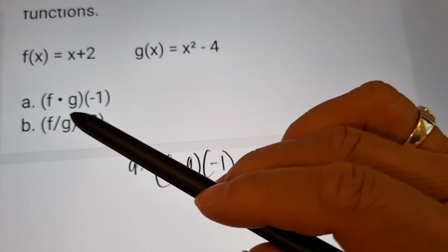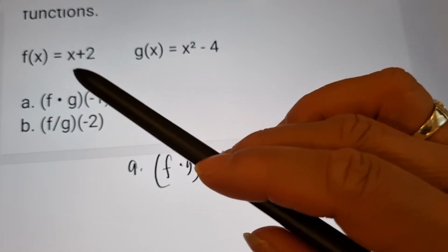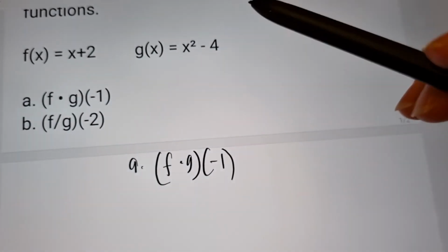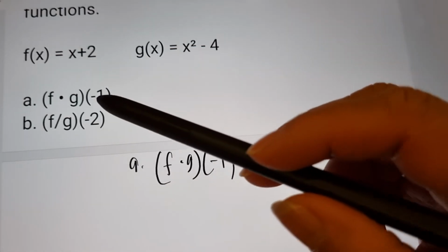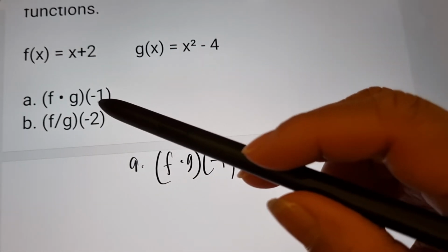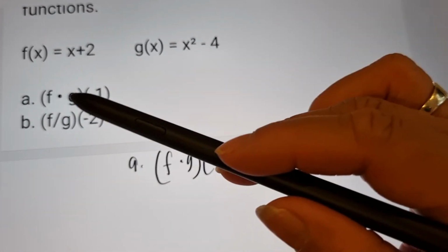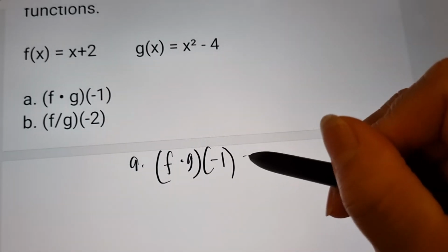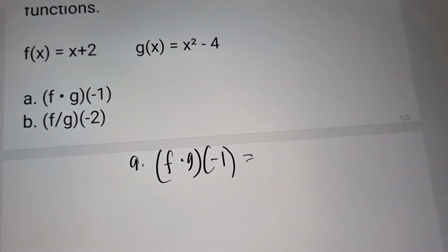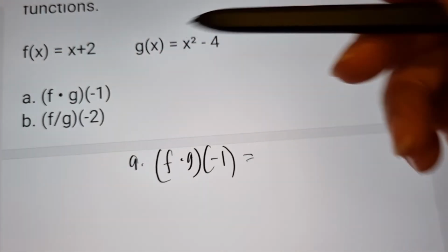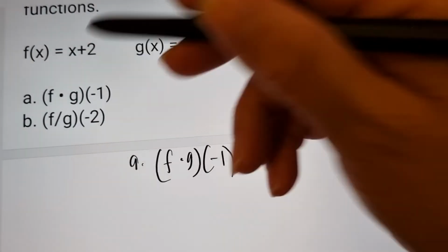So you notice here, hindi tinanong dito yung f of g of x. So ang binigay agad na value is evaluate f of g of negative 1. Okay, so anong gagawin natin dito? So automatic yan, pwede nyong i-substitute na kaagad dito.